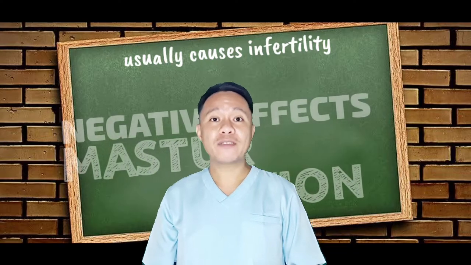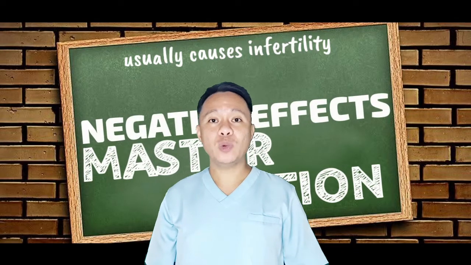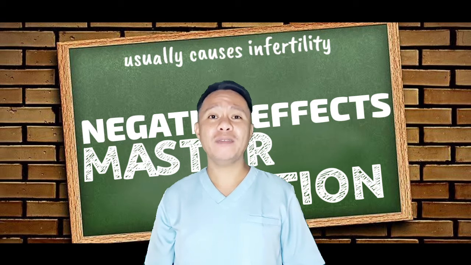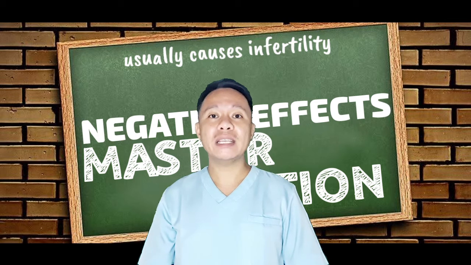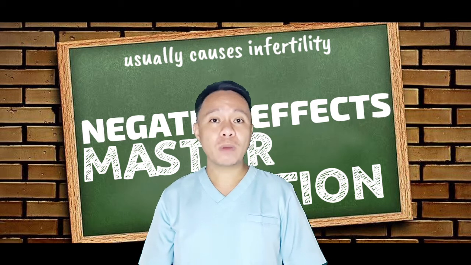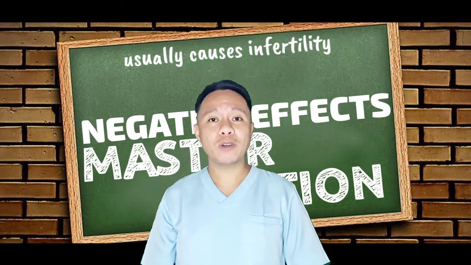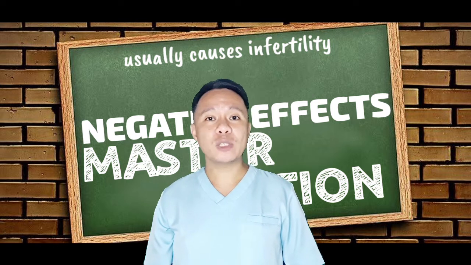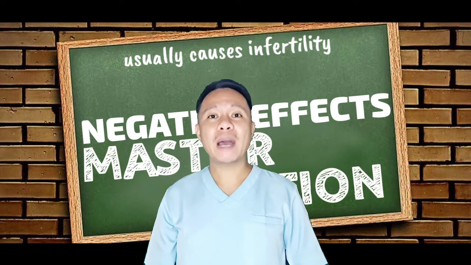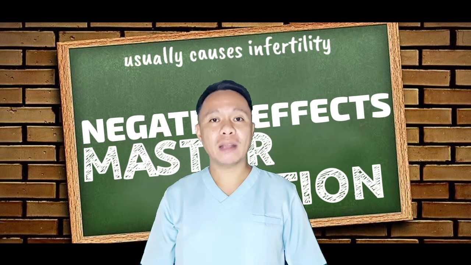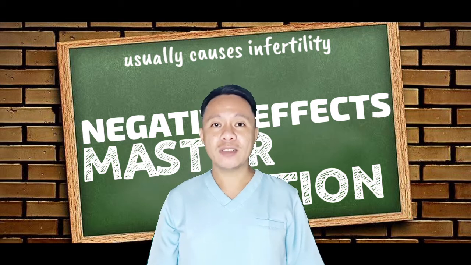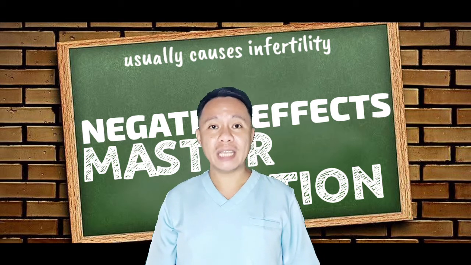usually causes infertility. So of course, if you're doing this one all the time, it will usually cause you infertility, because you're just wasting sperm cells and egg cells and other things that are very important for reproduction. So therefore, there might actually be a greater risk of you experiencing infertility. So to prevent that from happening, let's not do it every day. Okay? So that is letter U, usually causes infertility.